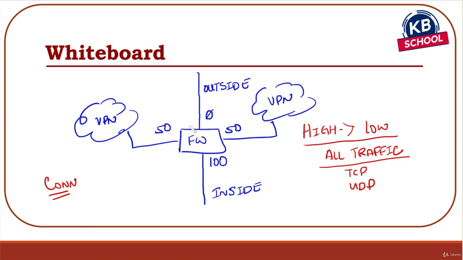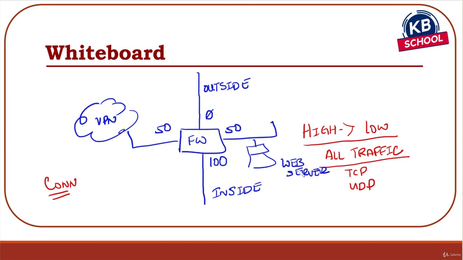Traffic coming from low to high. So let's say somebody wants to initiate traffic from the outside network, the internet, towards maybe your DMZ. Maybe this is not your partner network. Maybe it is your DMZ network. I have a web server down here. I want traffic from the outside to come in to my web server. That traffic by default is going to be blocked. So that traffic, which is coming in from a low security interface to a high security interface, is blocked by default.